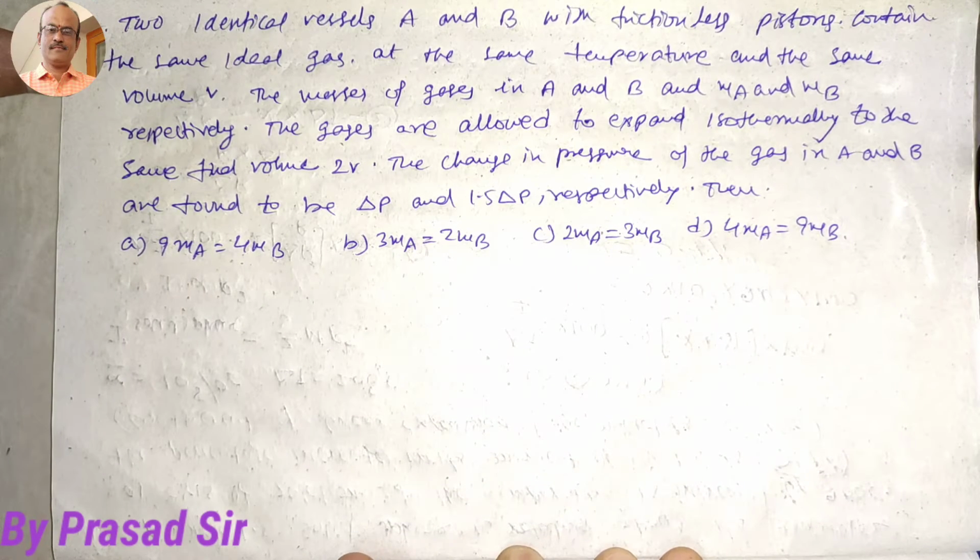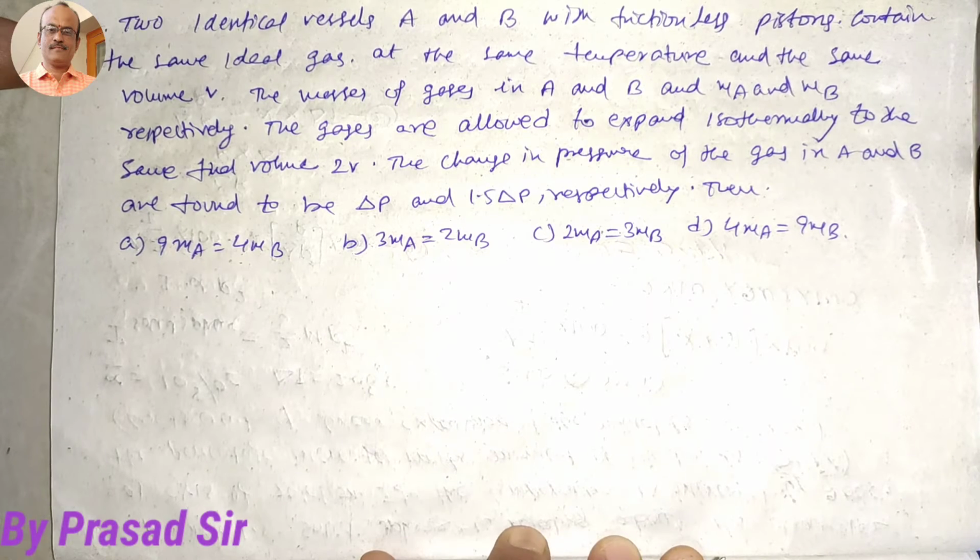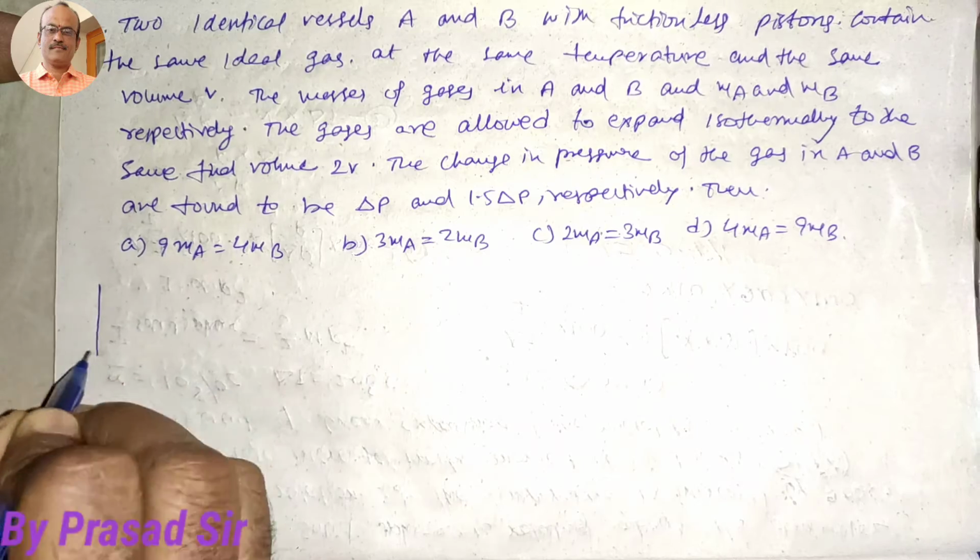Now the question number 17. Two identical vessels A and B with frictionless pistons contain the same ideal gas at the same temperature and the same volume. If the masses of the gases in A and B are MA and MB respectively, the gases are allowed to expand isothermally to the same final volume 2V. The changes in pressure of the gas in A and B are found to be delta P and 1.5 delta P respectively. Then what is the relation between the masses? So first of all, initially what happens here?